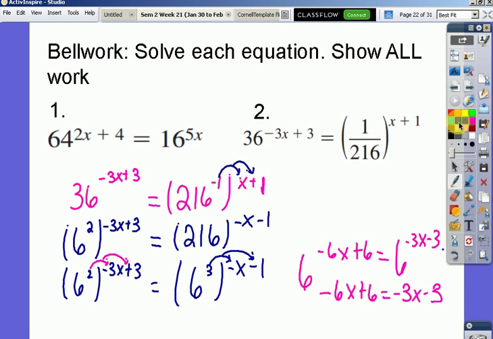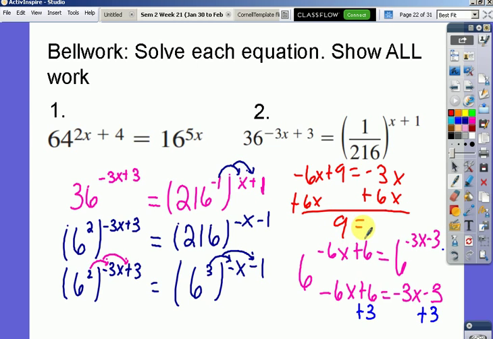And then solve for x. So it's just a regular linear equation at this point. I'm going to add 3 to both sides. Remember, you can start wherever you want. So, continuing up here in the red, I have negative 6x plus 9 equals negative 3x. Add 6x, add 6x. 9 equals 3x. Divide by 3, x equals 3.